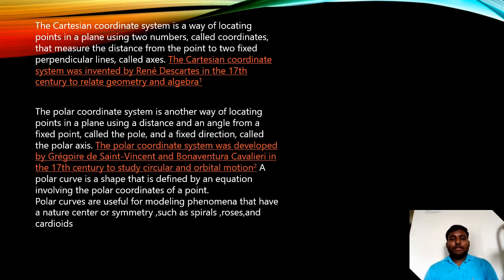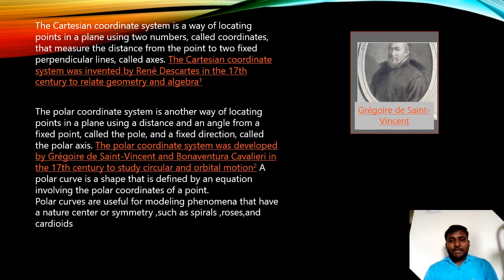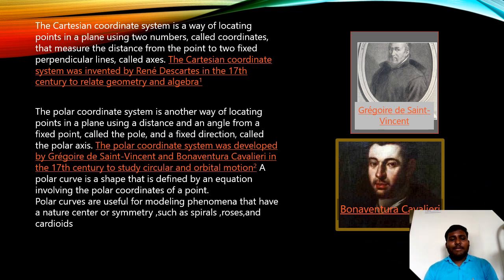Coming to the polar coordinate system, it is another way of locating points in a plane using a distance and an angle from a fixed point called the pole and a fixed direction called the polar axis. The polar coordinate system was developed in the 17th century to study circular and orbital motion. A polar curve is a shape defined by an equation involving the polar coordinates of a point.